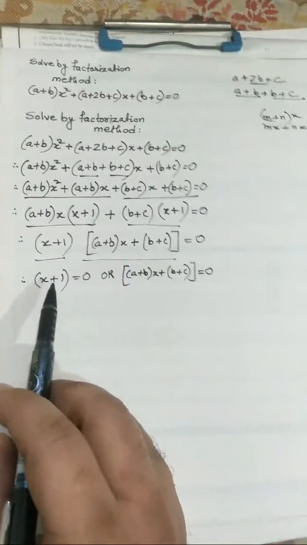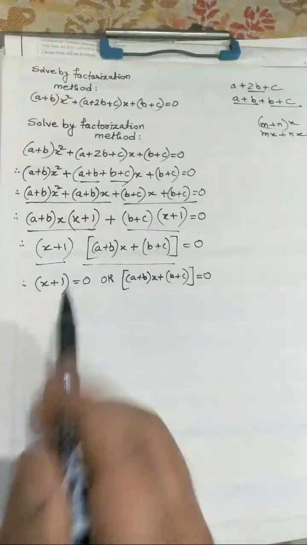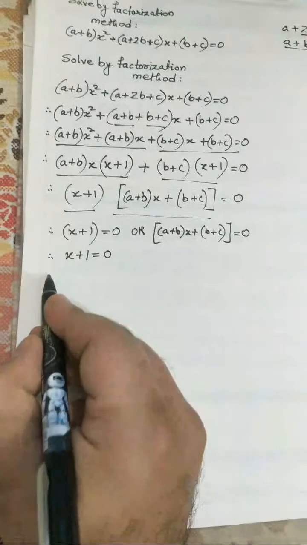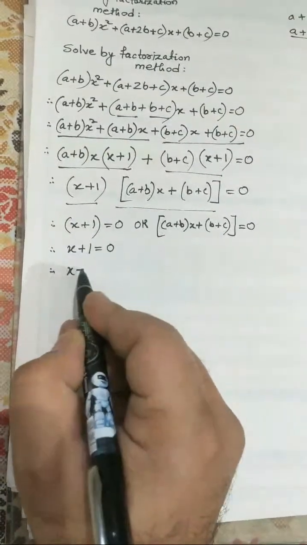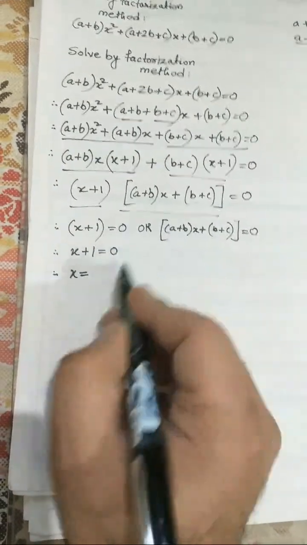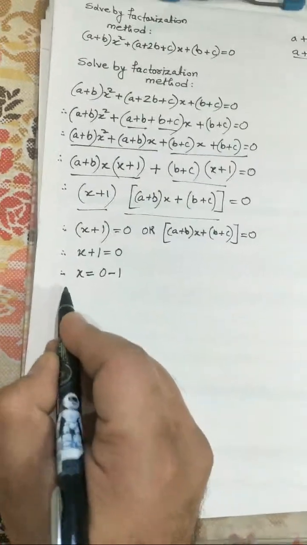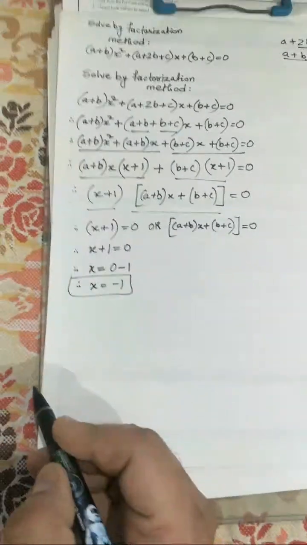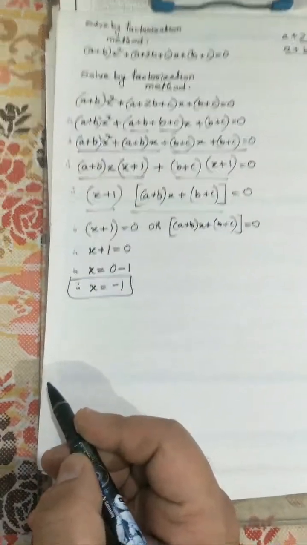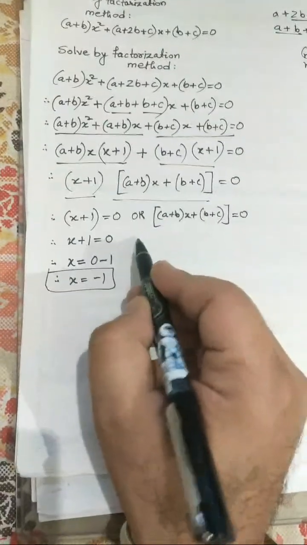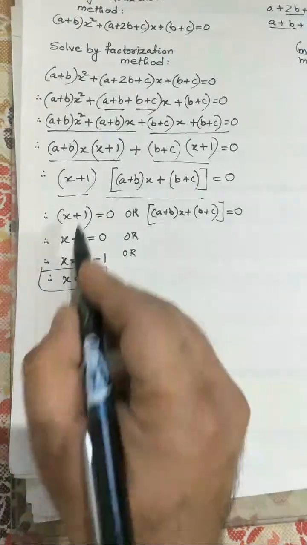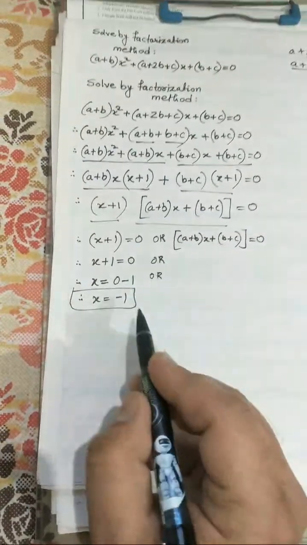So if we take the first term as equal to 0, meaning x plus 1 is equal to 0, we can expand it as x plus 1 is equal to 0. We'll first deal with this. Therefore x is equal to 0 minus 1, so x is equal to minus 1. So here we have got the first solution, x is equal to minus 1. Actually we have to do it simultaneously, but for convenience I have done this first altogether.